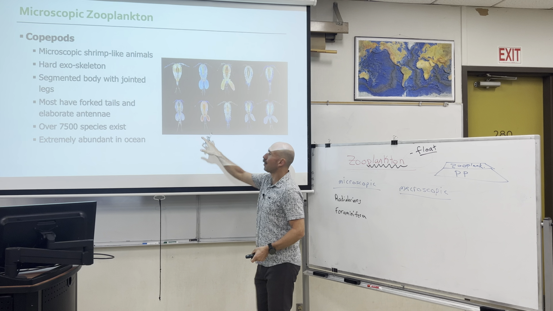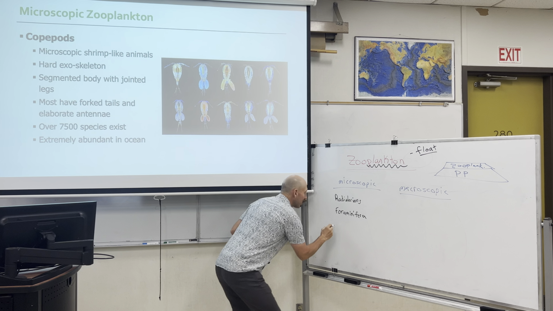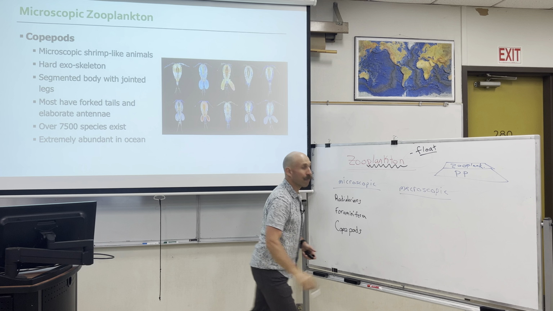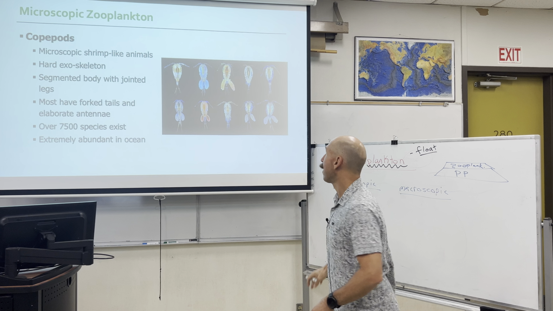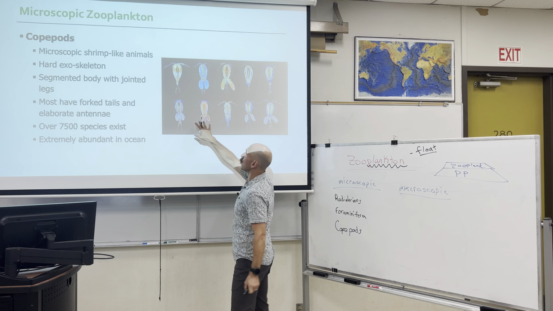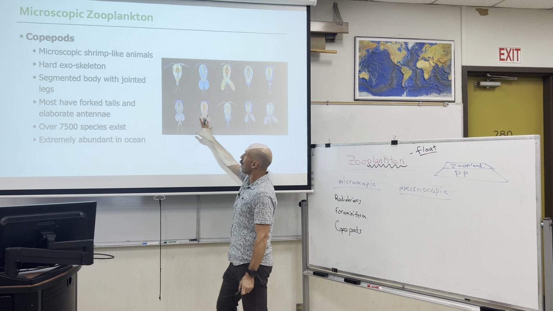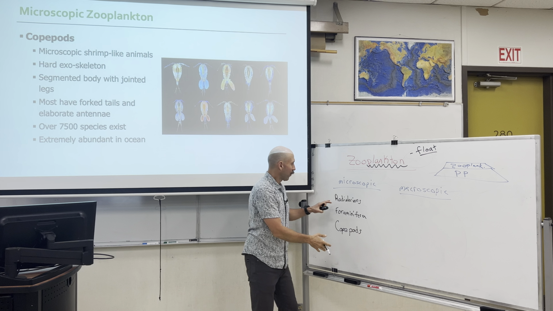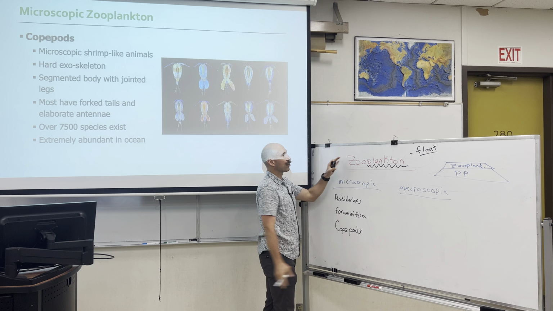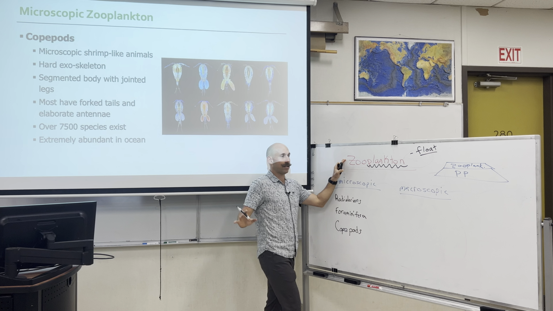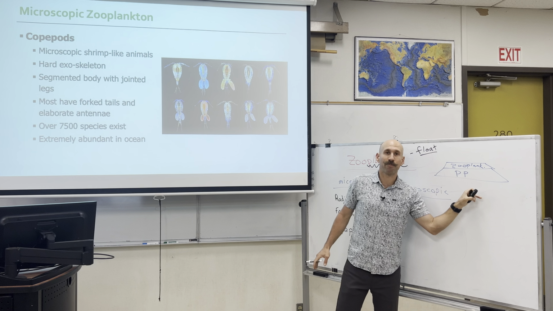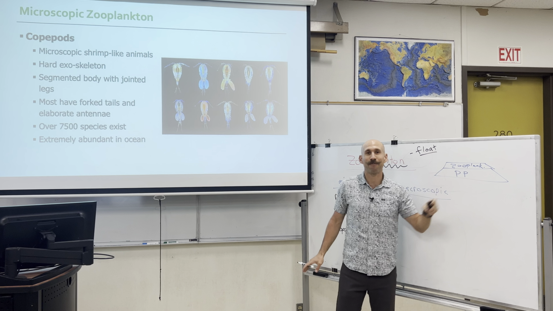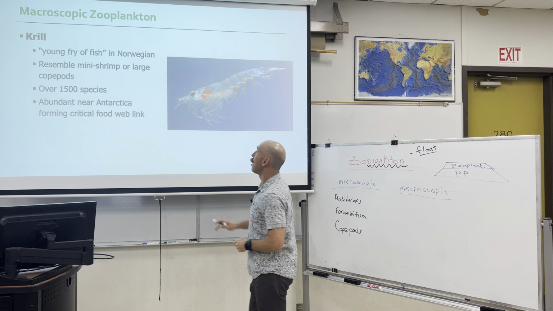Copepods. So now we're getting multicellular, a little bit more complexity, still microscopic. They have segmented bodies with jointed legs and forked tails. They're very abundant in the ocean. Our microscopic zooplankton eat phytoplankton that reproduces using sunlight and nutrients from the ocean. Cool.